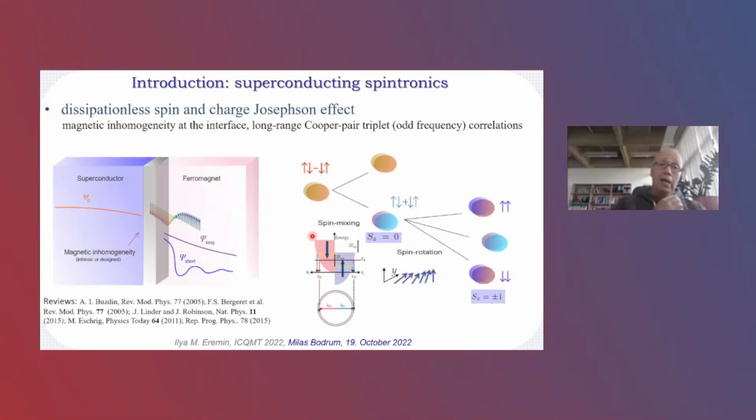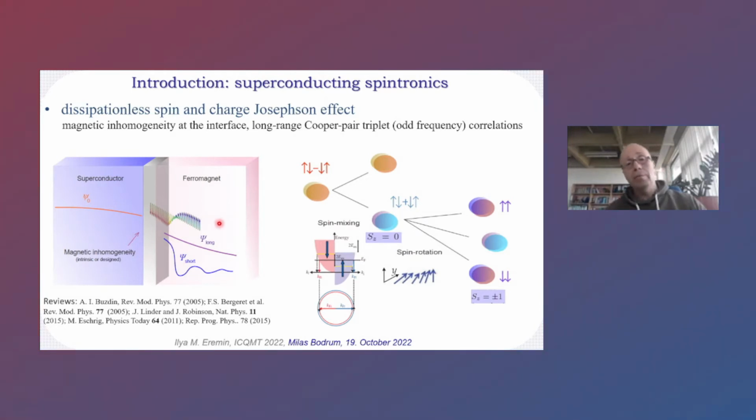Now, you know very well, you have had, I think, at least one plenary talk on the subject, why you would be initially interested in looking into the proximity effect between a superconductor and a ferromagnet. One of the major applications currently in this field is superconducting spintronics, which is based on the fact that you can have a long-range proximity effect between two superconductors sandwiched with a ferromagnet.